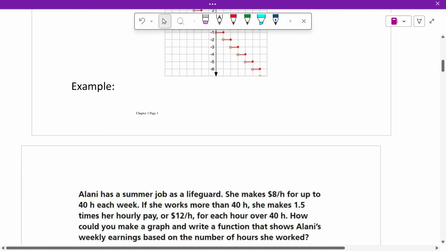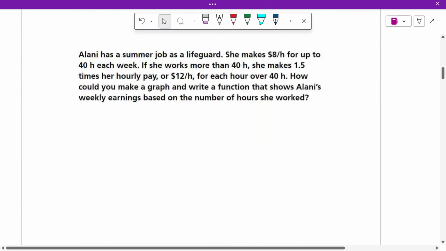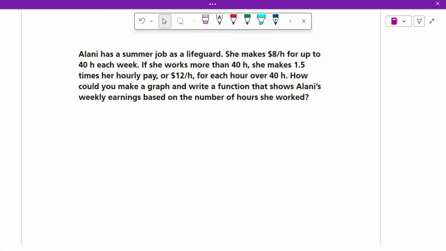Here we go. Elena has a summer job as a lifeguard. She makes $8 an hour for 40 hours a week. If she works more than 40 hours, she's working overtime. At overtime, you make 1.5 times your hourly pay, or $12 an hour for each hour over 40. How could you make a graph and write a function that shows Elena's weekly pay?